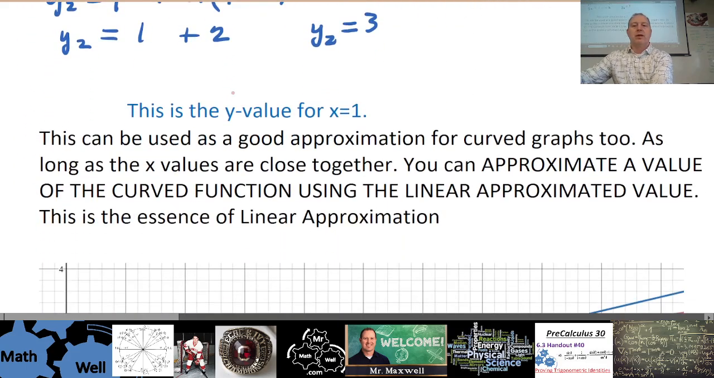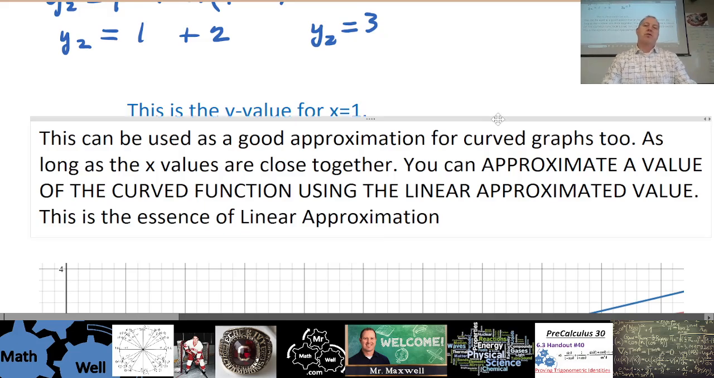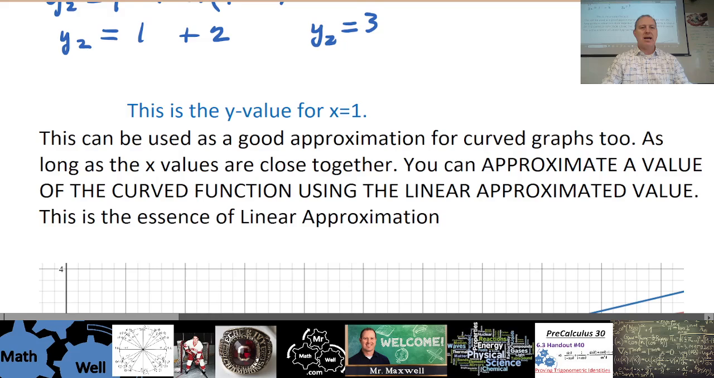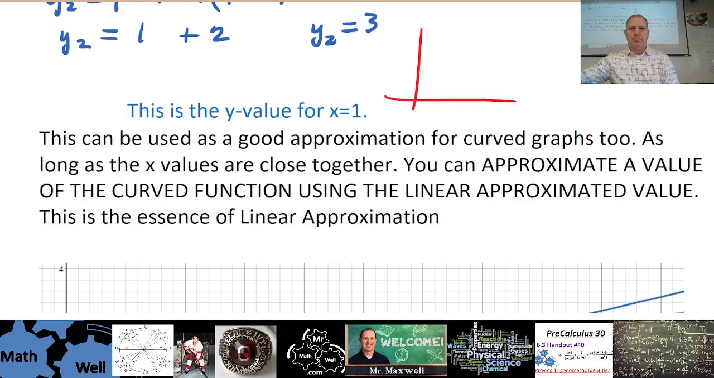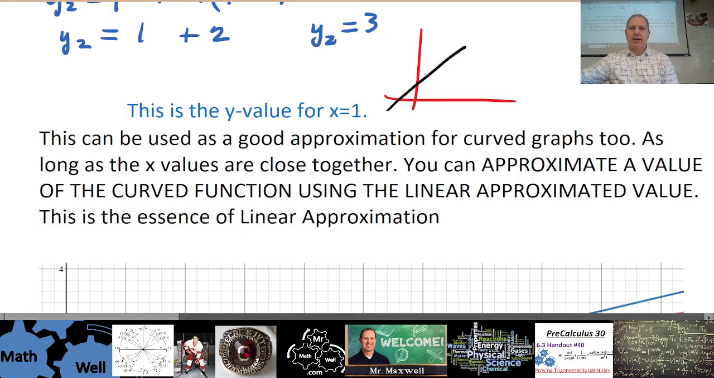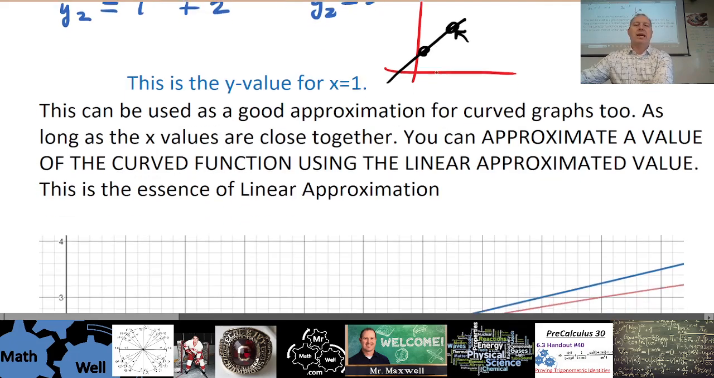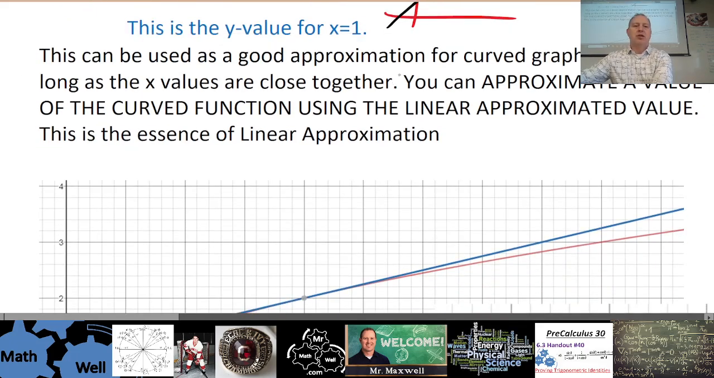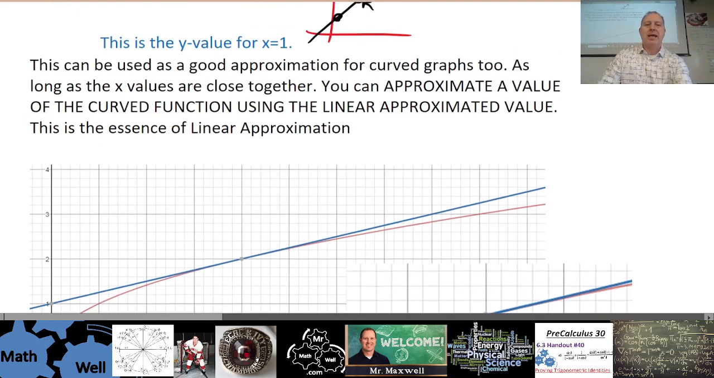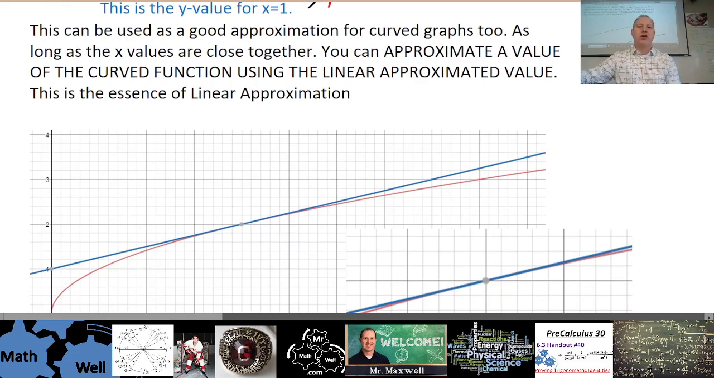So here's the point of this lesson. We're getting to it now. This can be used as a good approximation for curved graphs too. Right now, obviously, we used a straight line. We were looking at a straight line here, and I predicted this y value for this point. But we can use this same concept to predict a y value for a value on a curved line as well.